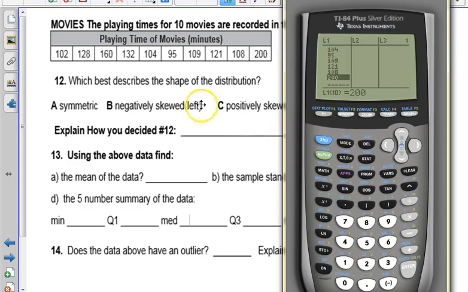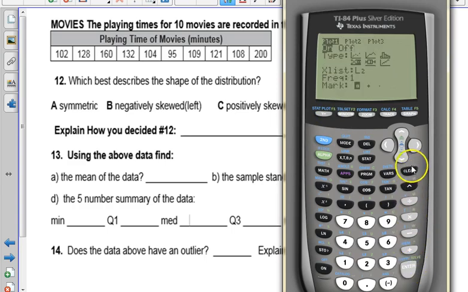All right. First thing it asks about skewedness. What do we want to do? Okay, so we're going to turn on a stat plot. I'm going to start with the histogram, which is the bar graphy looking one. I want this to say list 1. That's where mine is stored. And then I'm going to do a zoom stat. And you have to know how to do all that. Don't ask me for help.